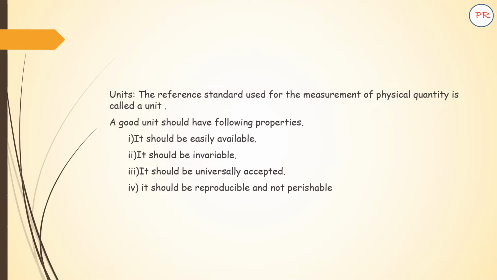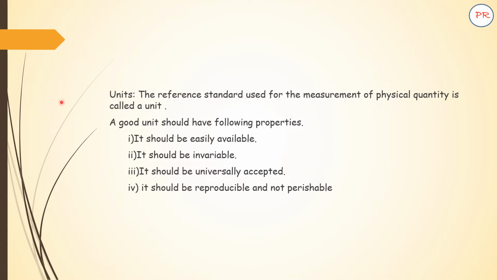Now we are going to understand what we mean by unit. See, we measure various quantities in different units. For example, we say the length is 10 centimeter. Here 10 is a number which is called the magnitude, and centimeter is the unit. The mass of a person is 50 kg. Here 50 is the magnitude, and kg is the unit.